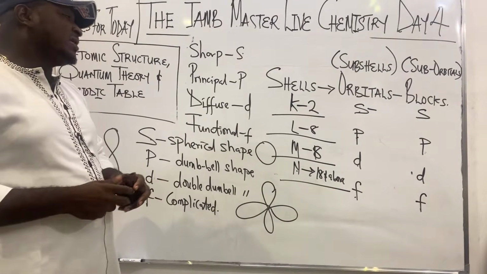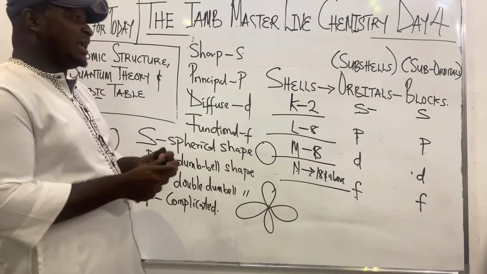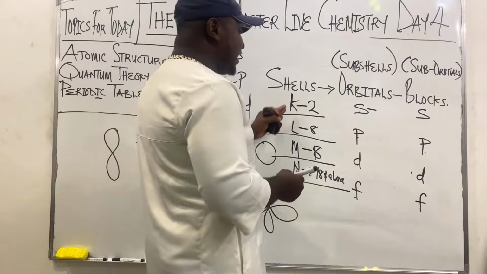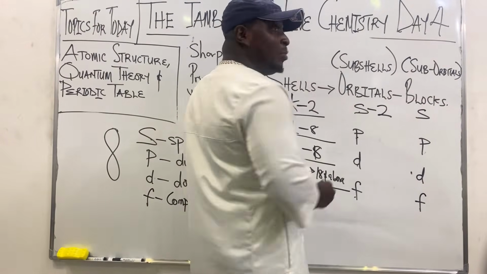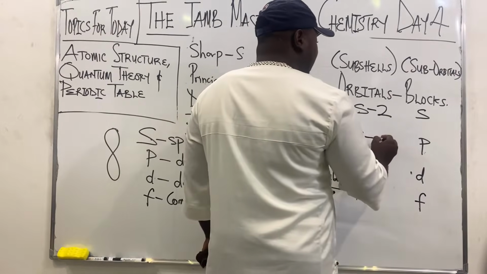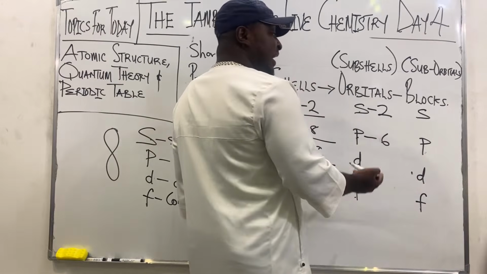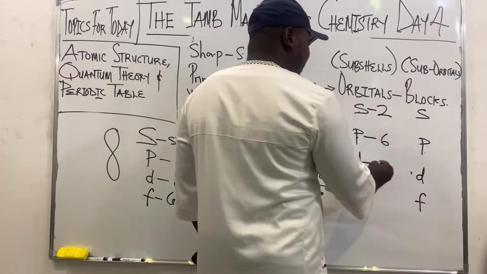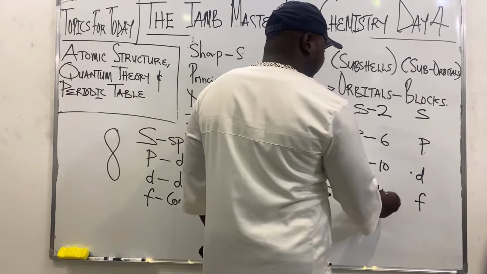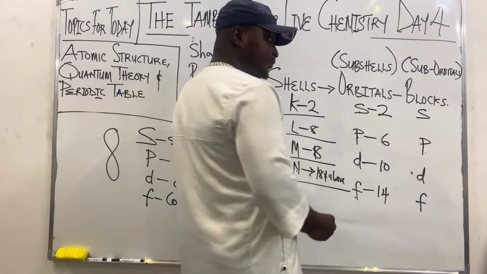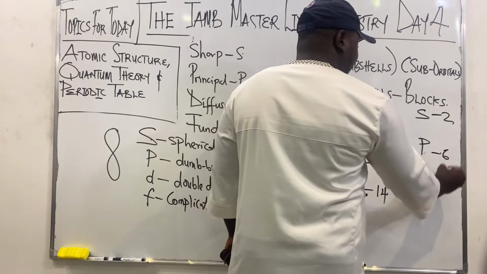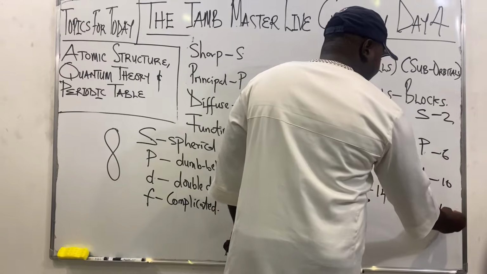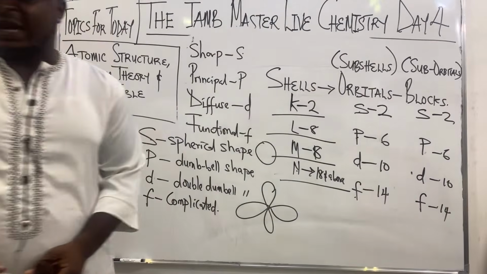The next thing you need to know is the maximum number of electrons each orbital can take. Just like each shell can take a number of electrons, the orbitals also have a number of electrons they can take. S can only take 2 maximum. P can only take 6 maximum; it can take less than 6, but cannot take more than 6. D is 10 maximum. F is 14 maximum. Same thing for the blocks. 2, 6, 10, 14.